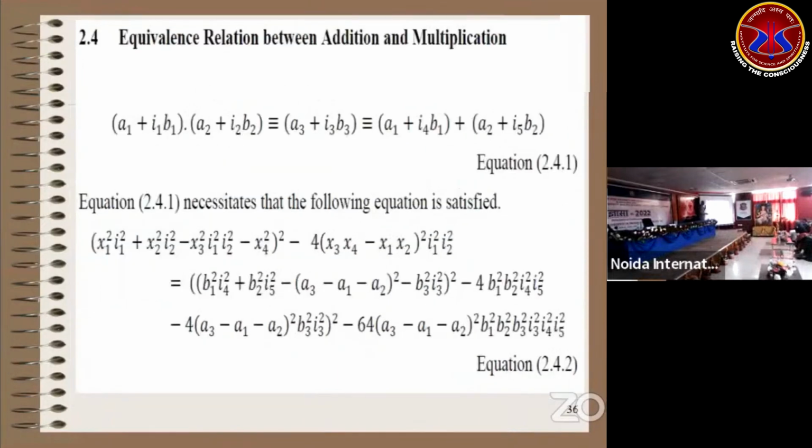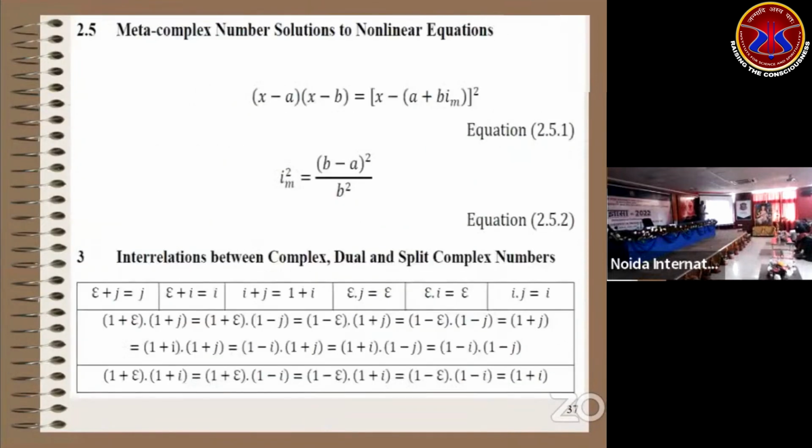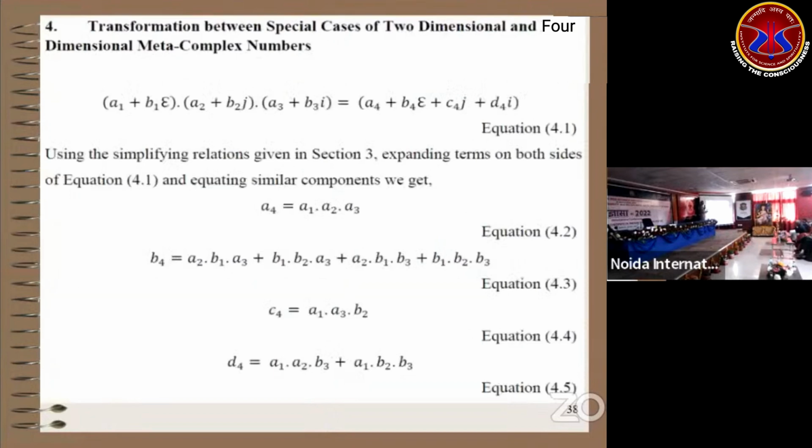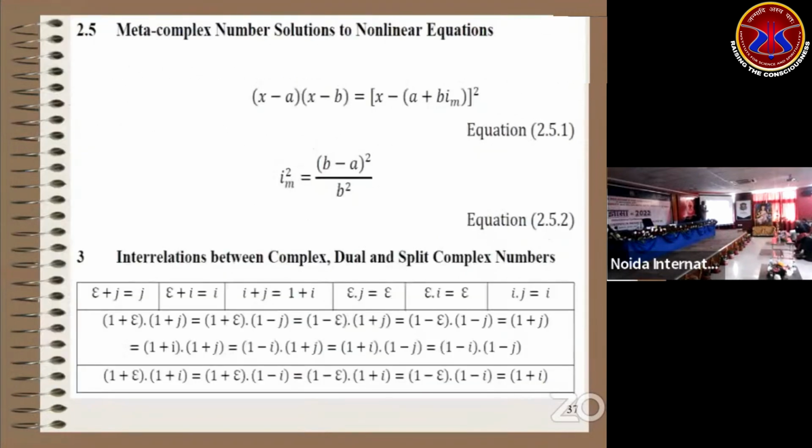So these are some mathematical identities. Just go back one slide. This is the crux of my problem.